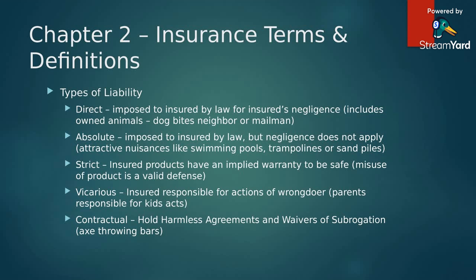Now, absolute liability, this is similar to direct, but it's imposed to an insured by law. However, negligence does not apply. The most common examples you're going to see here are what we call attractive nuisances, things like swimming pools, trampolines, or sand piles at a work site.